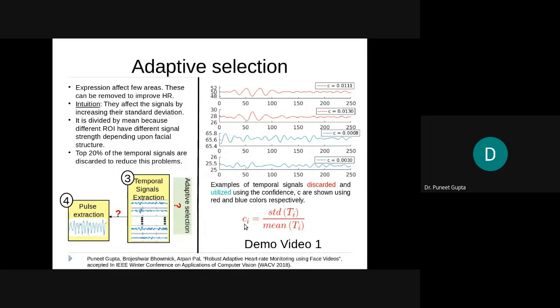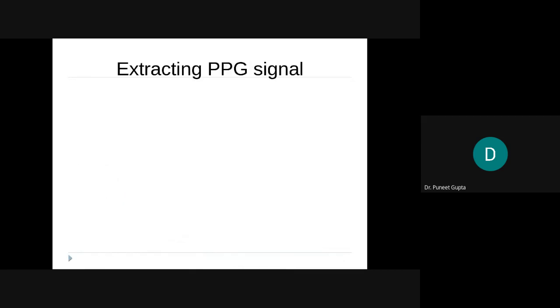So again, pretty soon I'm going to show a demo video that it works, and what kind of temporal signals or areas it actually mitigates. But yeah, so these 80% temporal signals I am left with. Using these 80% temporal signals, somehow I need to figure out my pulse signal. So that's my next step, extracting the pulse signal.